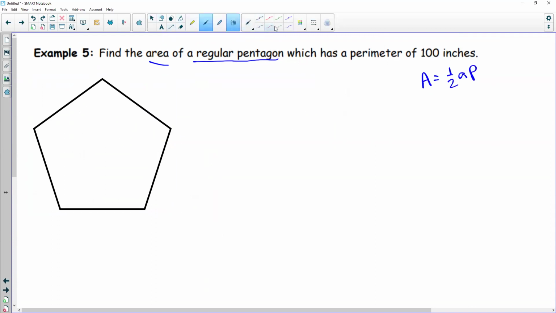So the good thing about us knowing that the perimeter is 100 inches, that tells us that we are only missing the apothem really right now. We know the perimeter is already 100 inches. Okay. Well, if the perimeter is 100 inches, we can use that information to find the length of each side, right? If this is a regular pentagon, regular polygons have all sides that are congruent. So, well, 100 divided by 5 sides would give me the length of one side. So the length of this bottom side is 20.